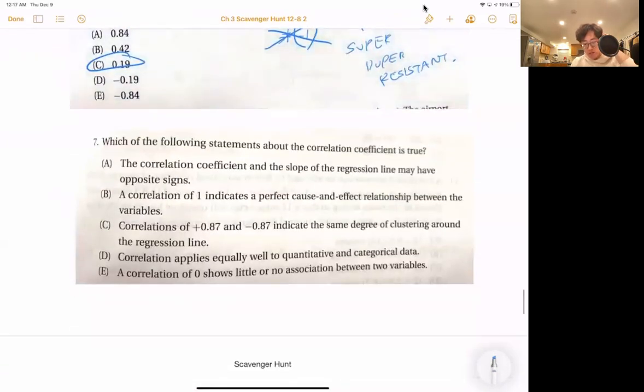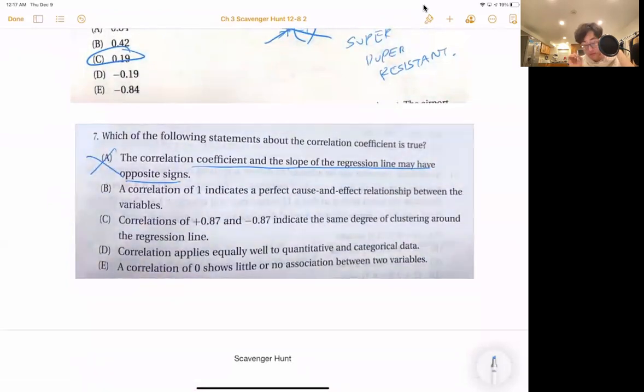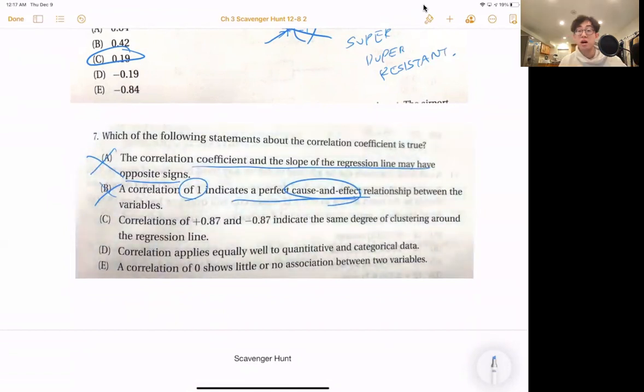Which of the following statements is true about the correlation coefficient? A: A correlation coefficient and the slope of the regression line may have opposite sign. That is not true. They've got to have the exact same signs. B: Correlation 1 indicates a perfect cause and effect. Never ever talk about cause and effect in terms of correlation. Correlation always talks about association, how much those two have to do with each other in terms of relationship. They never say cause and effect for chapter 3. For statistics, we never say that.